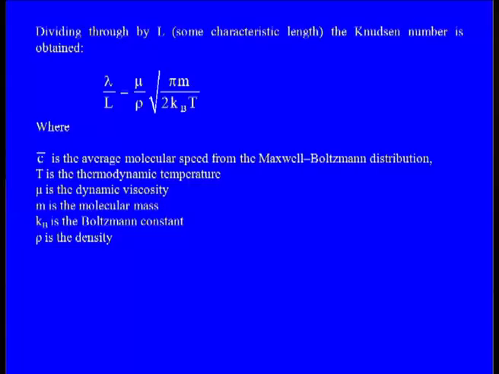Dividing through by L, the Knudsen number is defined as lambda upon L, which is nothing but mu upon rho L root over pi m by 2 k_B T, where c bar is the average molecular speed, which I have already told you can be obtained from the Maxwell-Boltzmann distribution. T is the thermodynamic temperature. If the system is maintained at thermal equilibrium, then T is known as the temperature. Mu is the dynamic viscosity, m is the molecular mass, k_B is the Boltzmann constant, and rho is the density of the fluid.